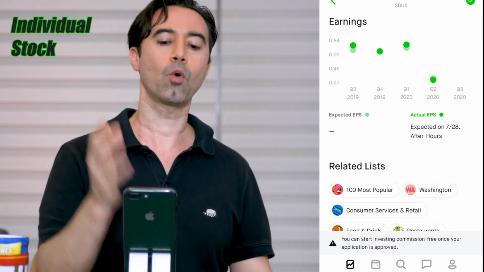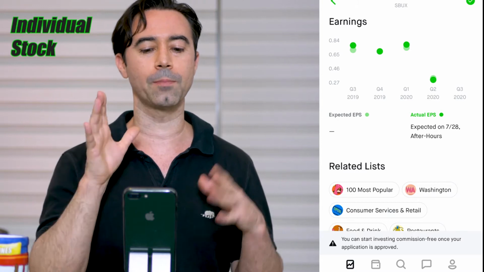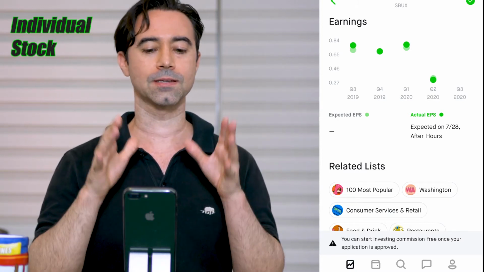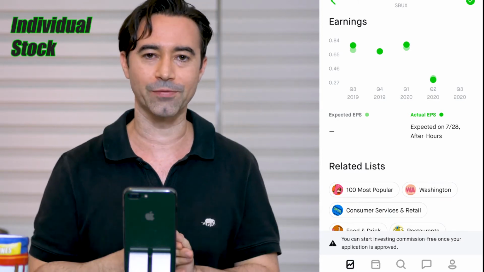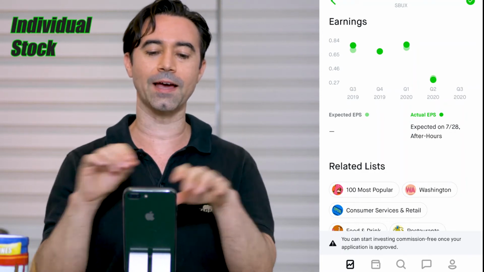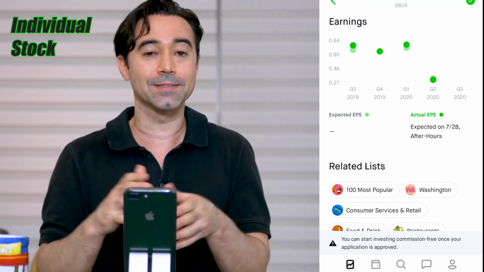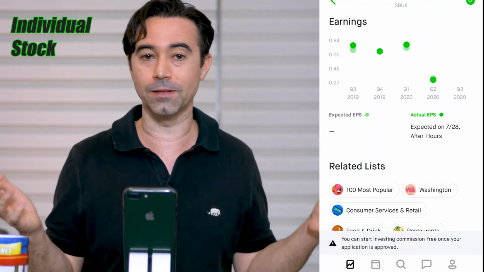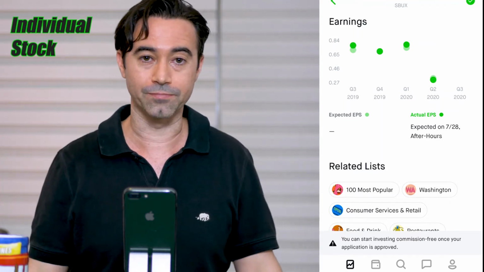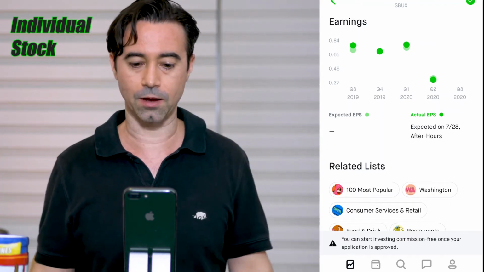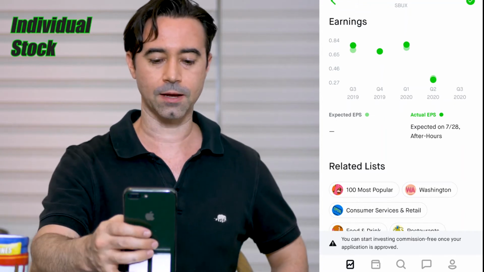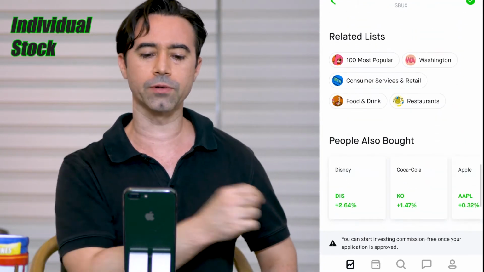And then of course in Q2 earnings were down a lot, but look at this. Earnings still coming in for Starbucks in a dire time period, because Starbucks basically has stayed open globally during the pandemic. So pretty great. Next up, let's take a look at the related lists.